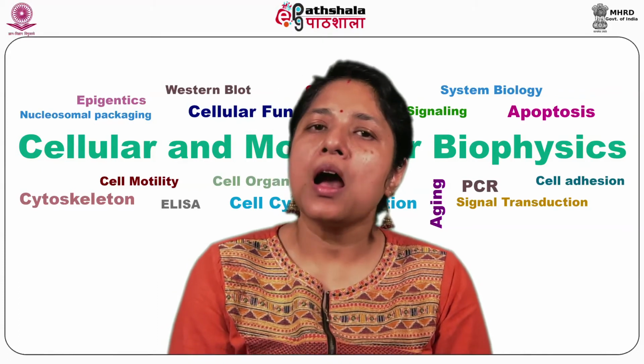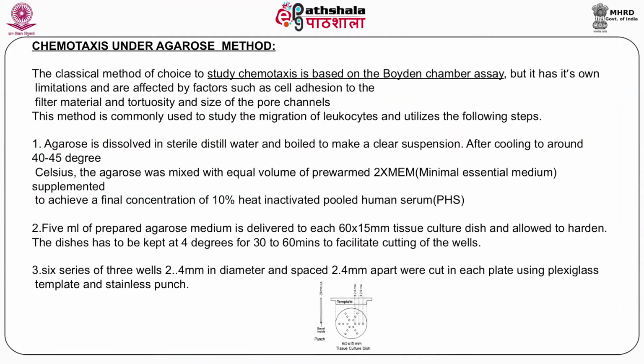Chemotaxis under agarose method. The classical method of choice to study chemotaxis is based on the Boyden chamber assay, but it has its own limitations and is affected by factors such as cell adhesion to the filter material and the tortuosity and size of the pore channel. This method is commonly used to study the migration of leukocytes and utilizes the following steps.